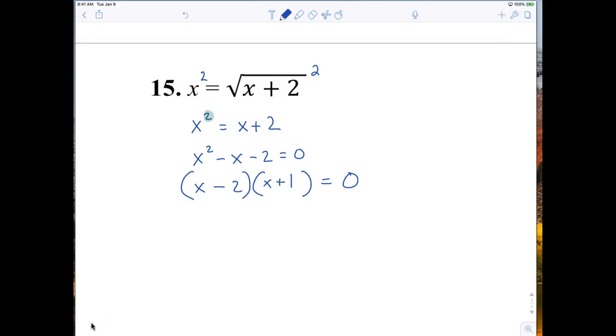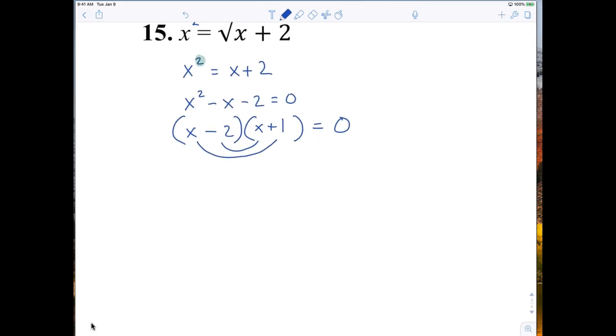Now, it's been a while, so if I need to review that with you, if you want me to show you what I did, remember you're looking at the smiley faces. Negative 2, positive 1, negative 1. Agreed? Yeah. So now, set those equal to 0. So x minus 2 equals 0, x plus 1 equals 0, so x equals 2, or x equals negative 1.